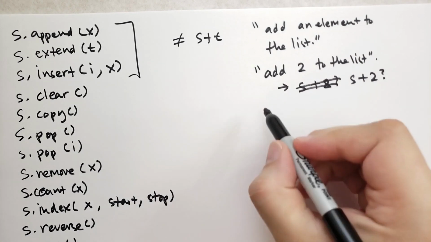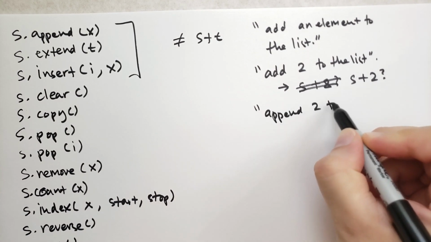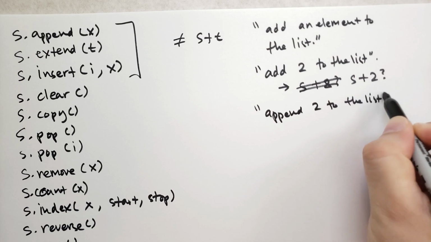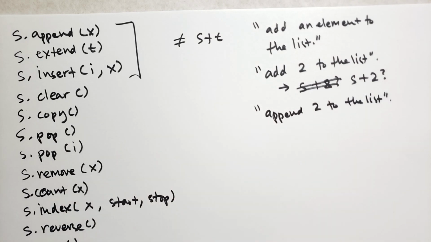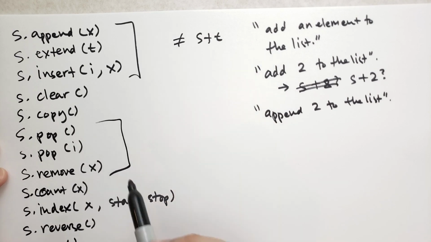Okay, so rather than saying add, try using the word append. Append 2 to the list. And this is very clear language. Everybody understands that. So try to avoid using the word add in relation to lists because of the confusion that might arise. There are two functions that are used to remove elements from the list.